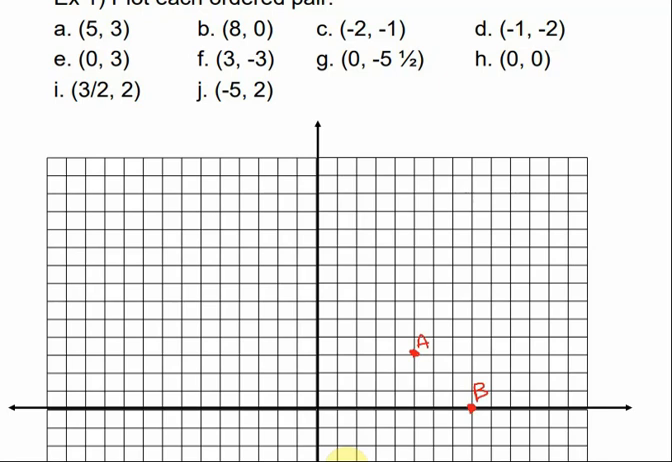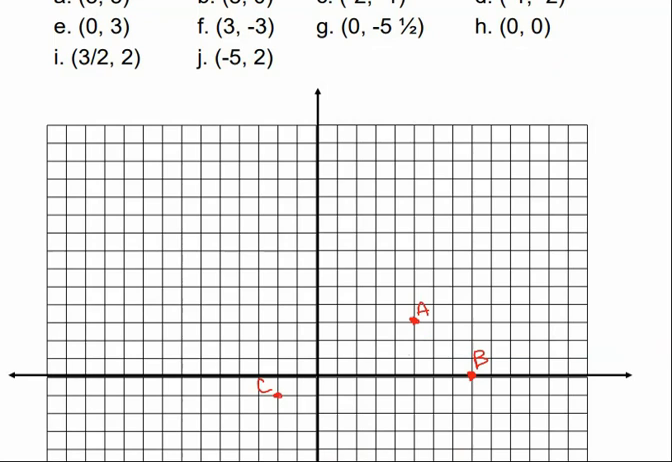Okay, for point C, it's -2, -1. So if we start at 0, 0, -2 would be to the left 1, 2 spaces, and then -1 would go down 1. So that's C. Then D is -1, -2. All right, so we go -1, and then -2 down. So that is point D.